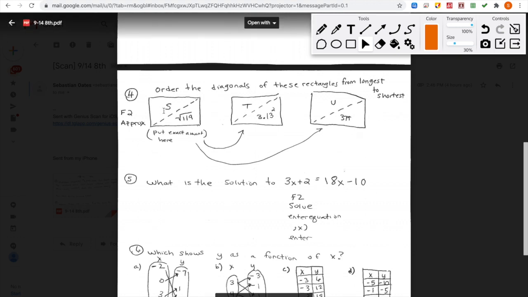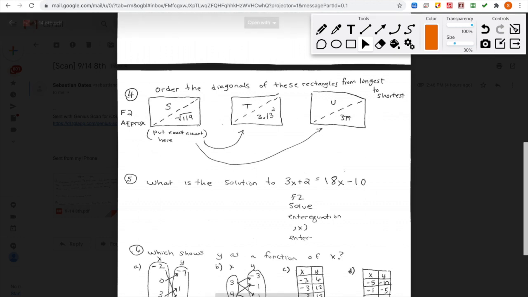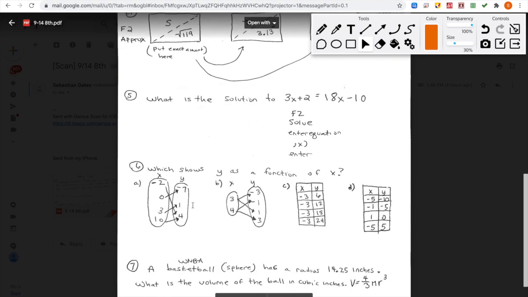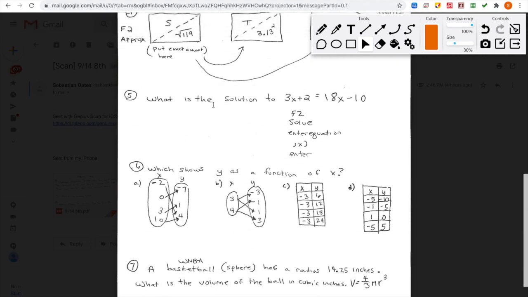Number 4, we're ordering decimals. So what I need you to do is hit F2 and then approximate and enter in all of these. You're going to rewrite the numbers and what they come out to as decimals right here, and right here. And then you're going to line them up and order them. Number 5, we're solving for x. So we're going to hit F2 and then solve. We're going to enter the equation, and we have to enter comma x, close the parentheses, or else it won't work.